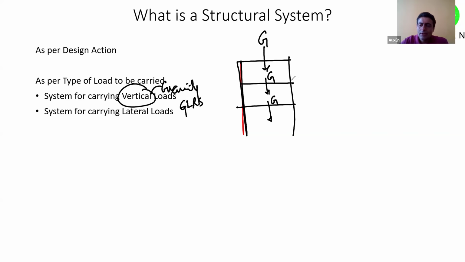So it is usually called a gravity load resisting system. And then any system that we introduce to take care of lateral loads is called what? Now this lateral load may be due to any possible loads, but majorly due to wind and earthquake, which as structural engineers we like to focus on. So a system for lateral loads, we will call the lateral load resisting system. Is that clear?